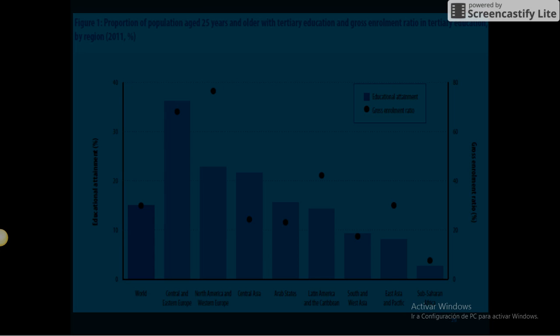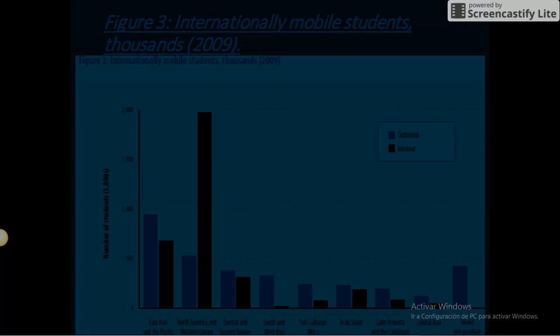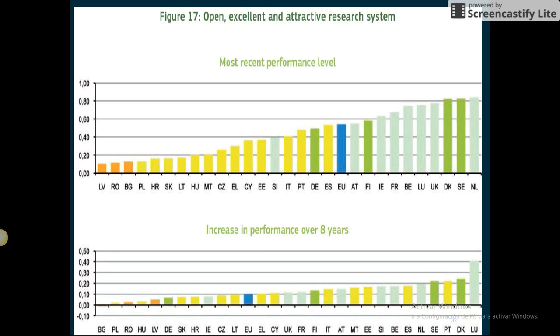Figure 1. Proportion of population aged 25 years and older with tertiary education and gross enrollment ratio in tertiary education, by region, 2011, percent. Figure 2. Researchers per million inhabitants, 2009, number of researchers per million inhabitants. Figure 3. Internationally mobile students, thousands, 2009, number of students in thousands. Figure 17. Open, excellent and attractive research system. Most recent performance level. Increase in performance over 8 years.